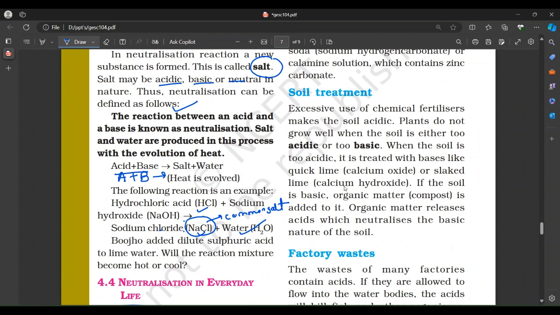Now, soil treatment, how can we use this? Excessive use of chemical fertilizers makes the soil acidic. Plants do not grow well. The soil is either too acidic or too basic.